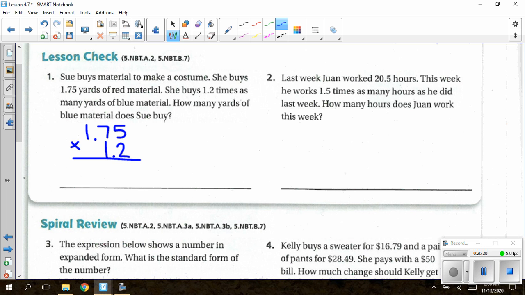For number 2, last week Juan worked 20 5/10 hours. This week he works 1 5/10 times as many hours as he did last week. How many hours does Juan work this week? So we're going to take 20 5/10 times 1 5/10 to find the number of hours Juan works this week.